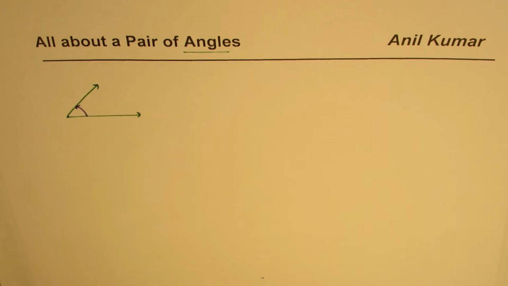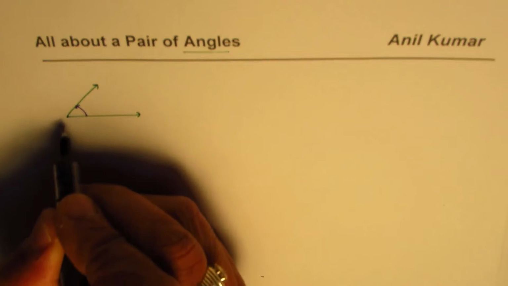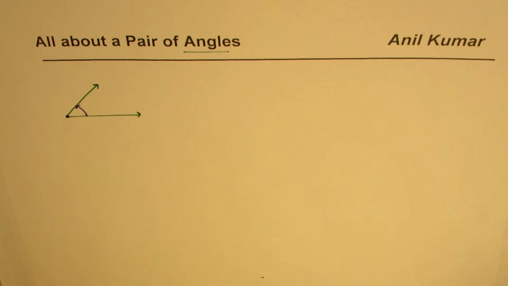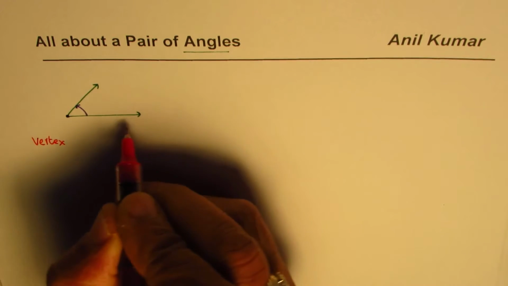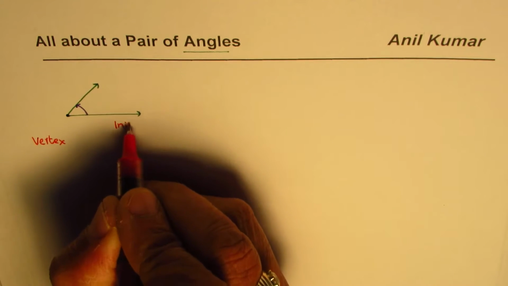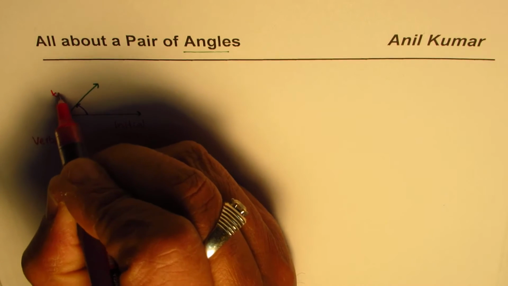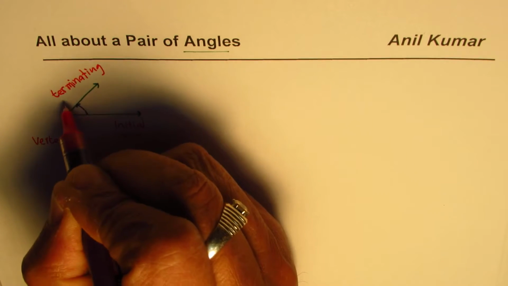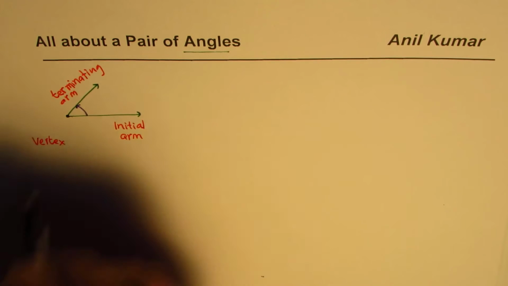In any angle, important things to note is that it has two arms. These are the two arms of an angle, and that is the vertex. So this point is called the vertex. Let me write down all these points. This point is called the vertex, right? This arm is called initial arm, and that arm is called terminating arm. So an angle has two arms, and these are joined at one point, which is called vertex.